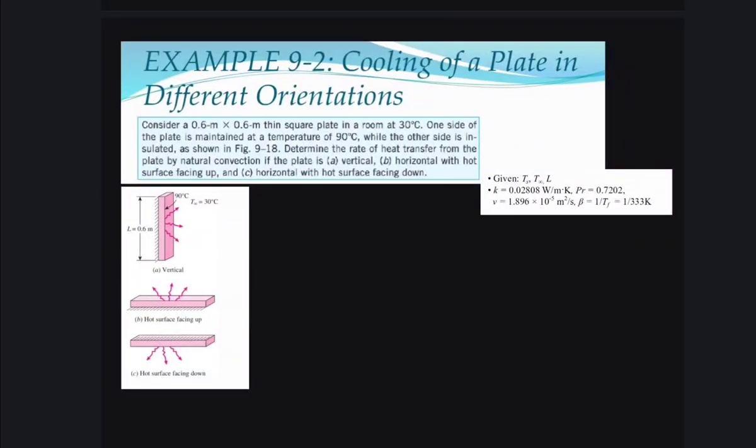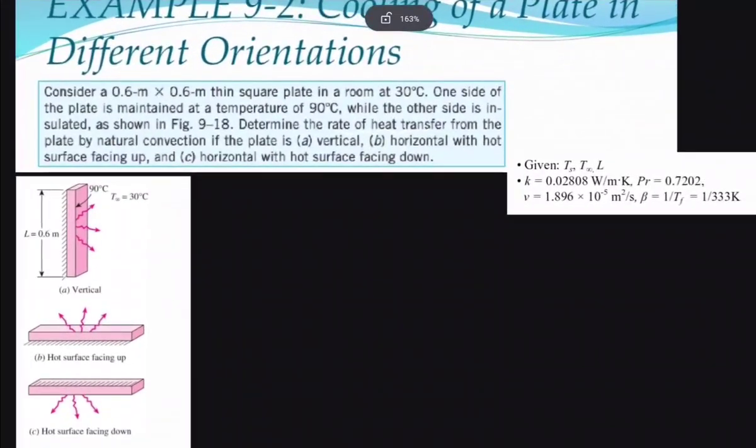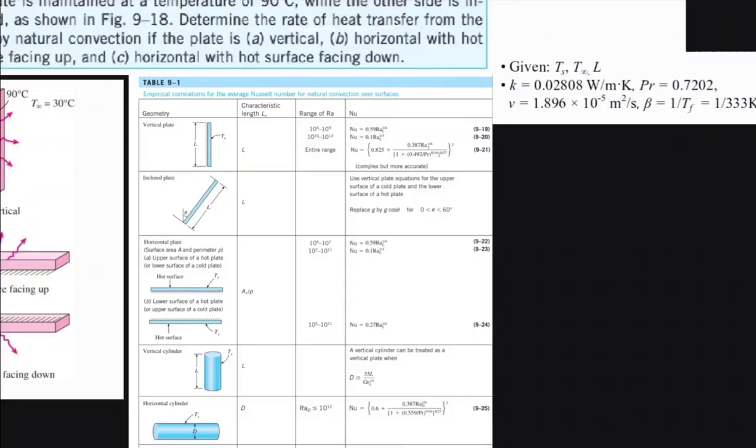We have cooling a plate in different orientations. So we have A, B, C: a vertical plate, a plate facing up, and a plate facing downwards. And we want to figure out the rate of heat transfer. We know that the rate of heat transfer changes depending on how the hot face of a plate is facing. So let's grab our table, which will be very important for this question. So the first question is the vertical plate.